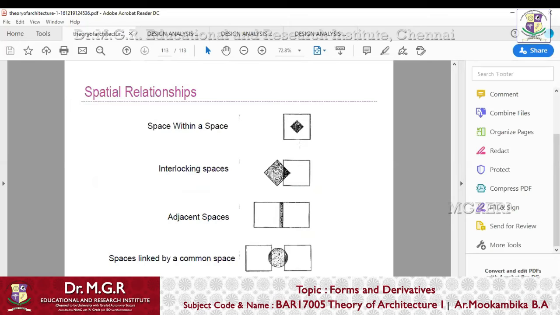Spatial relationships: space within a space, interlocking spaces, adjacent spaces, and space linked by a common space. Space within a space, the best example is trade centers where you have different kiosks. Interlocking spaces, you have a lobby flowing, or a dining room flowing into the garden. You're combining two spaces where there is a spillover. Adjacent spaces, the best example is classrooms. Space linked by a common space, once again classrooms, and the common space can be the canteen or the corridor.